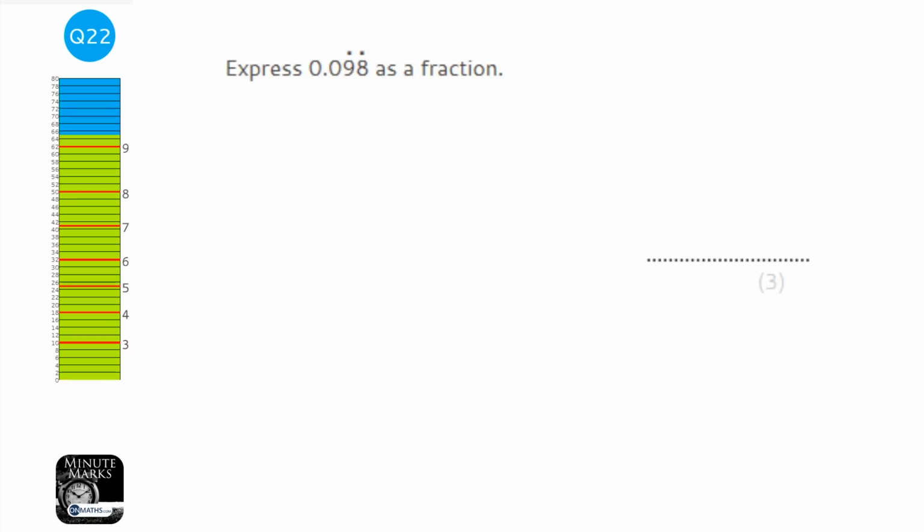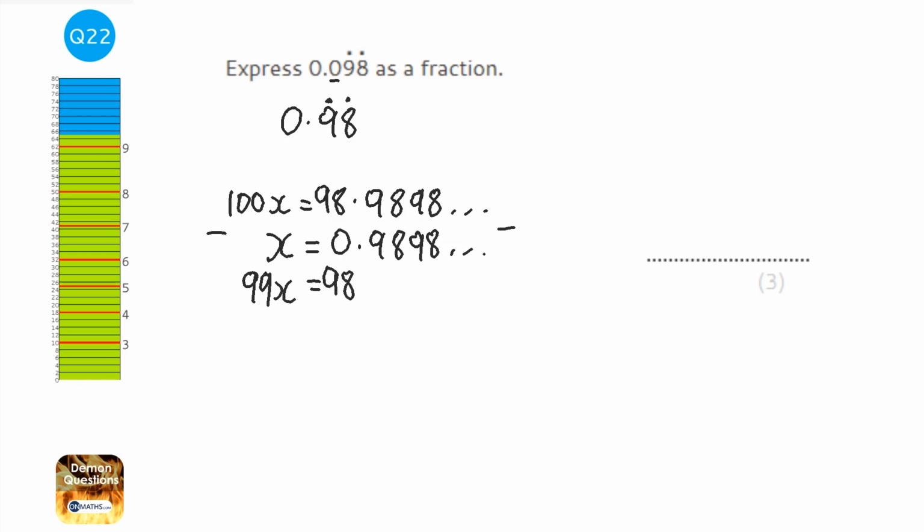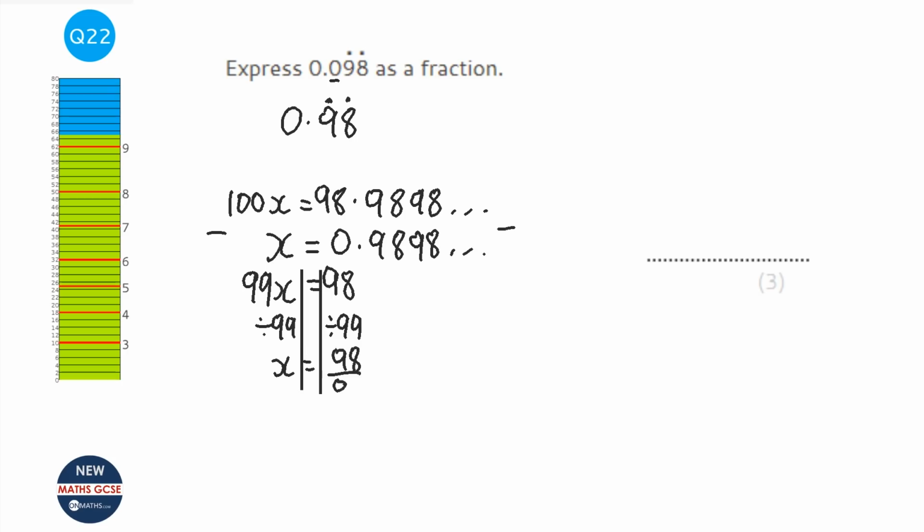Okay, so we've got a recurring decimal, but we have an annoying 0 there. So what I'm going to do is answer the question, convert this into a fraction, and I'm just going to worry about that 0 later on. So we're going to call x 0.9898 recurring, and so therefore 100x would be 98.9898 recurring. So 99x, by taking away these two, would be 98, and then these will cancel. So divide both sides by 99. You get x equals 98 over 99.